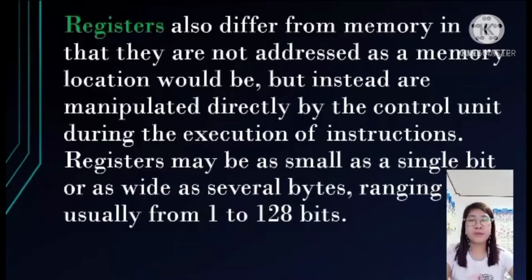Registers also differ from memory in that they are not addressed as a memory location would be, but instead are manipulated directly by the control unit during the execution of instructions. Registers may be as small as a single bit or as wide as several bytes, ranging usually from 1 to 128 bits. Registers are used in many different ways in a computer, depending on the particular use of a register. A register may hold data being processed, an instruction being executed, a memory or input and output address to be accessed, or even special binary codes used for some other purpose.